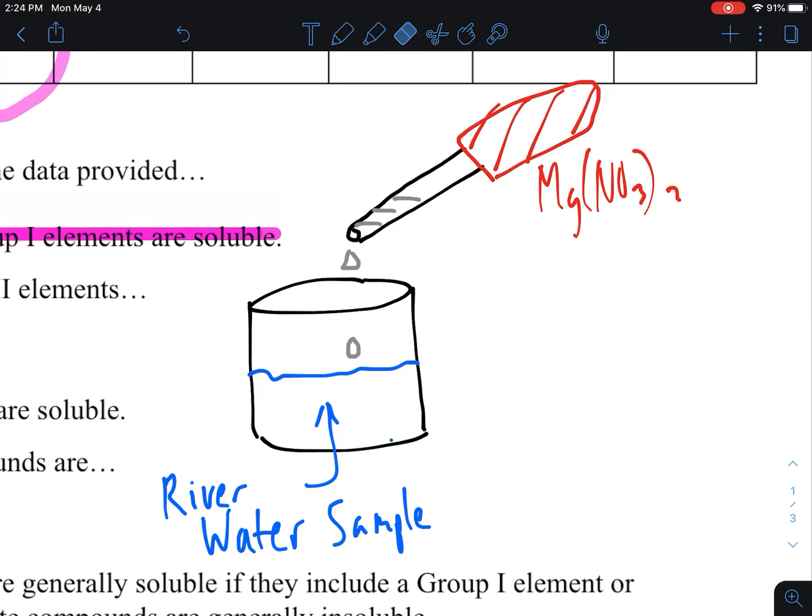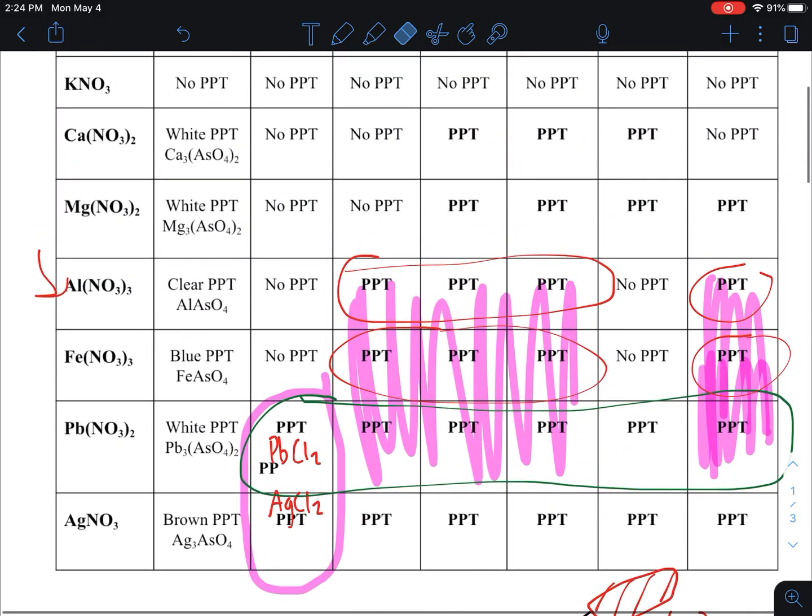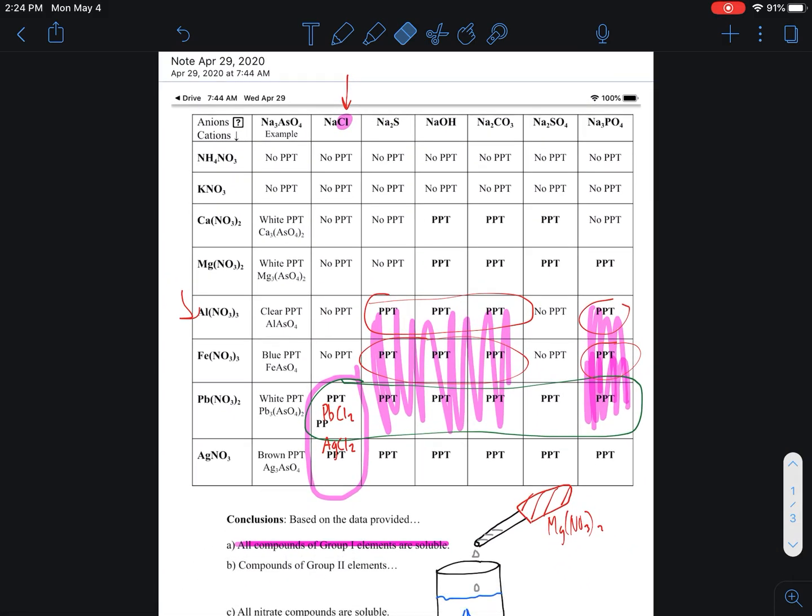Okay. Well, magnesium nitrate with these two doesn't form a solid. We've already determined that it can't be this one because sodium chloride doesn't form a precipitate with aluminum or iron, but we saw that it did. So we have just determined that there is sodium sulfide in the water.